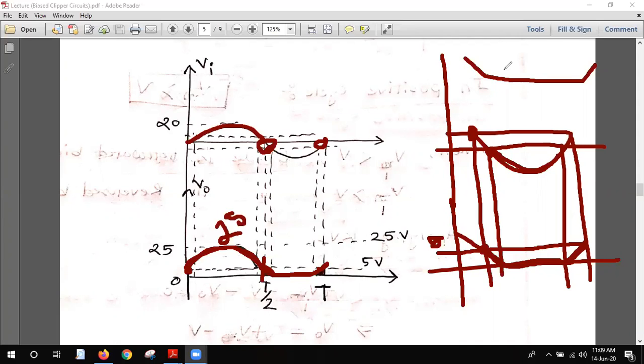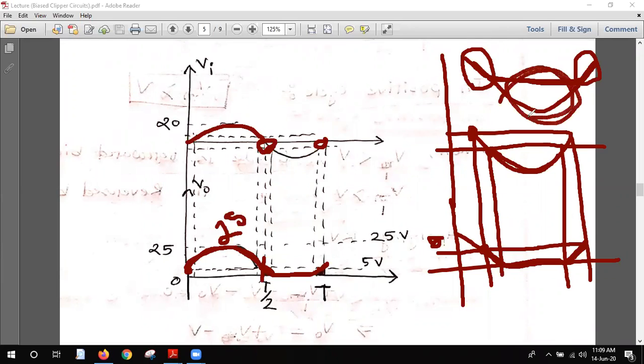Okay, so that looks like the negative cycle, that is the output. These two portions, this portion and this portion, are forward bias. That's why we get this, but it should be like this in the negative cycle. But this portion is cut out, because in this portion it is reverse bias. So I think you understand.